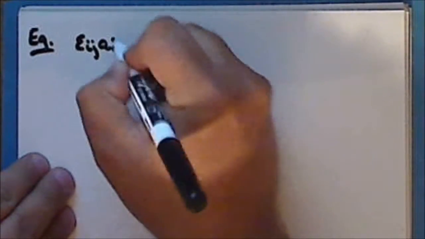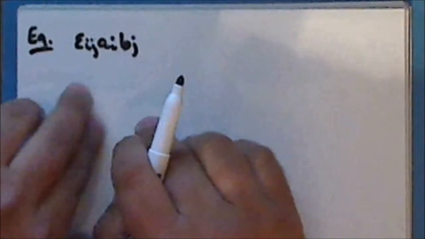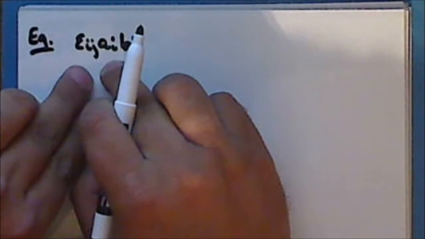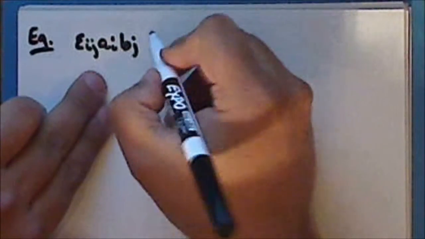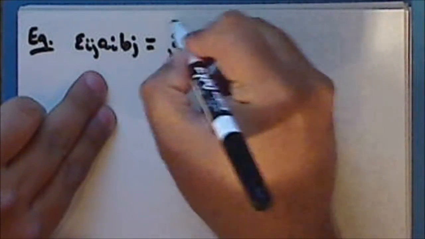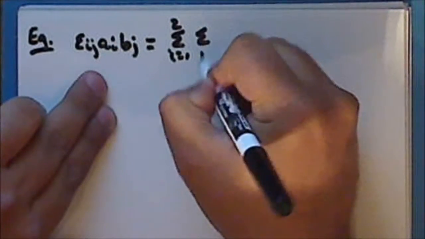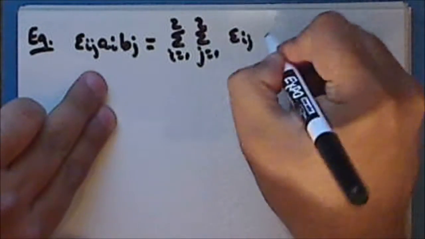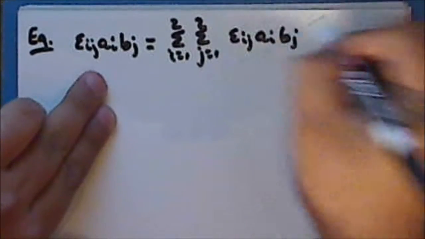So let's look at an example using the Levi-Civita symbol in a computation. Epsilon sub ij times a sub i times b sub j is a sum of products. Since the index i is repeated and the index j is repeated, by the Einstein summation convention, we have the sum from i equals 1 to 2 of the sum from j equals 1 to 2 of the product, epsilon sub ij times a sub i times b sub j.